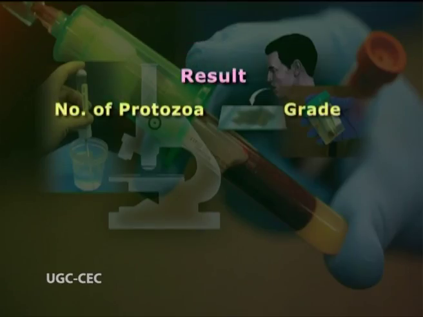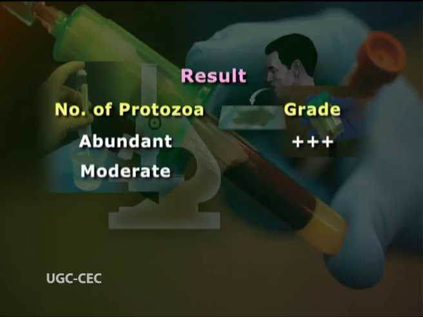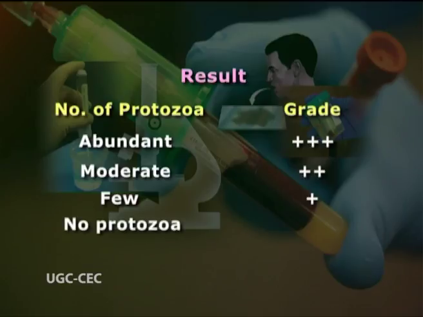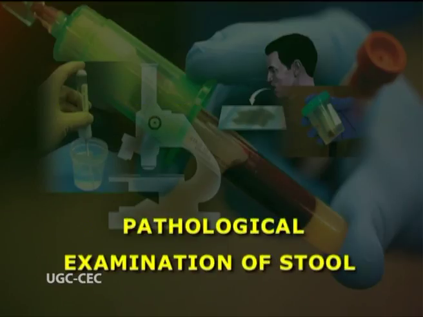as follows. If it is abundant, record the result in terms of 3 positive signs. If it is moderate, record the result in terms of 2 positive signs. If it is few, record the result in only 1 positive sign. If no protozoa, record a negative result. Pathological examination of stool.